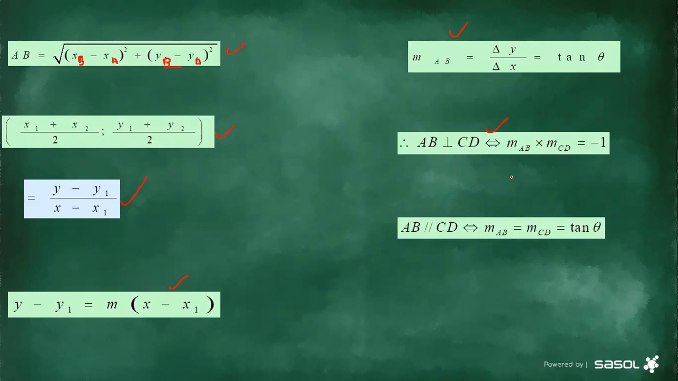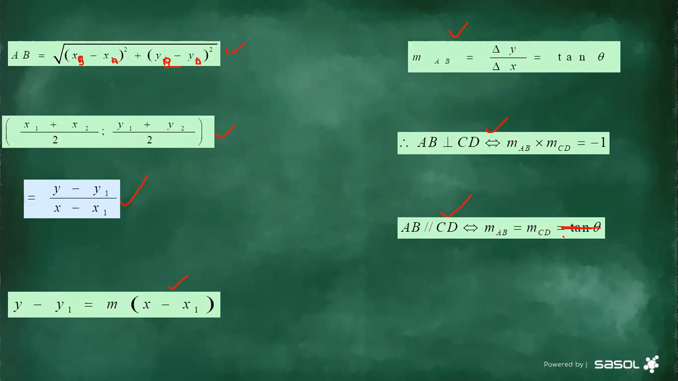And then this one is when you have two lines which are perpendicular to each other. For instance, AB is perpendicular to CD, and therefore, if that is the case, the product of these two gradients gives us -1.